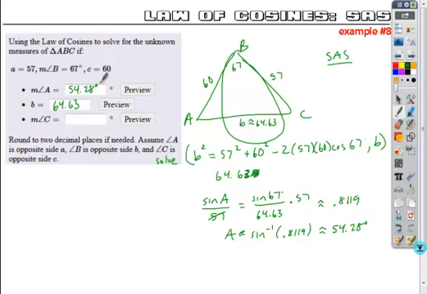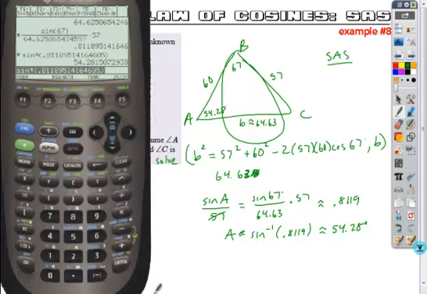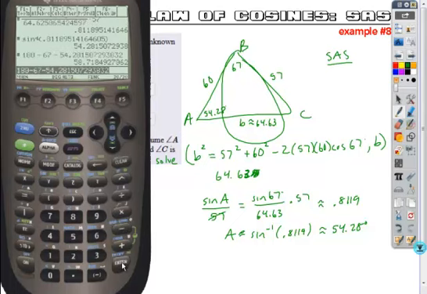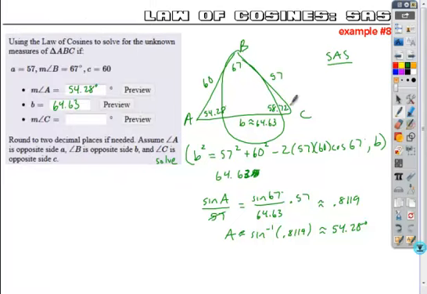And then the final step, in order for me to find angle C: what do I know has to be the relationship between all these angles? I can use the triangle sum again: 180 minus the known given angle, 67, minus the angle I just calculated, 54.28, and that's going to give me 58.72. And so those would be my measurements.